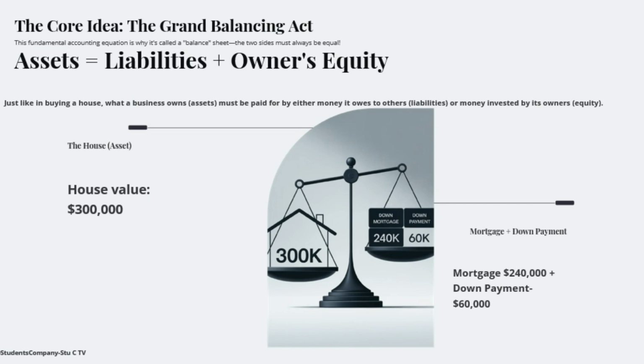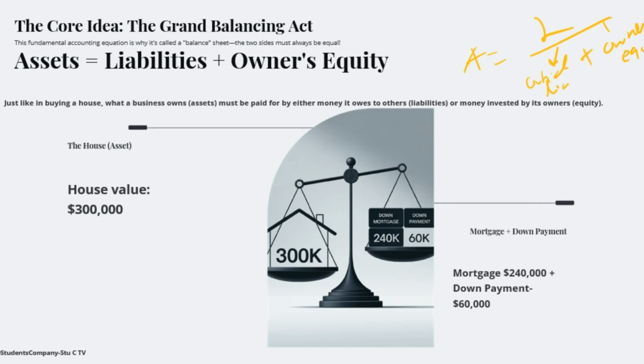Now the core idea is this: assets equal to liabilities plus owner's equity. Liabilities again can be split as outside liabilities and then the contribution by the owners. It will be called owner's equity, common stock, shareholder earnings. All those things will form part of owner's equity.